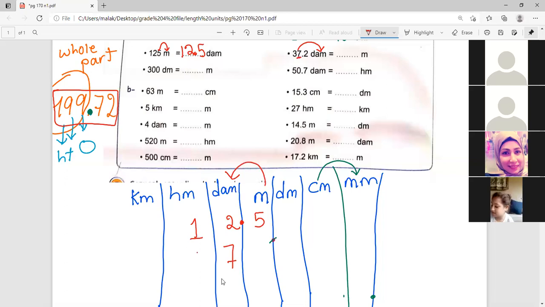Okay, now copy the number, 37. Where should I place 3, before 7 or after it? Copy it. When I say 30, before. Okay. Then point 2. Where should I place point 2? After 7. Excellent. Point 2.